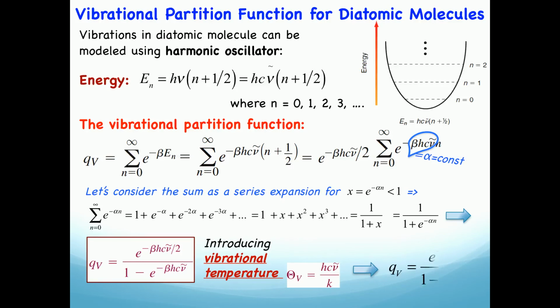So now this formula becomes a little bit easier. I have the exponent in the power theta V, which means vibrational temperature over twice T, right? K from this beta is gone because of this K in the theta. And in the bottom part, I have 1 minus e to the power minus theta vibrational divided by temperature.